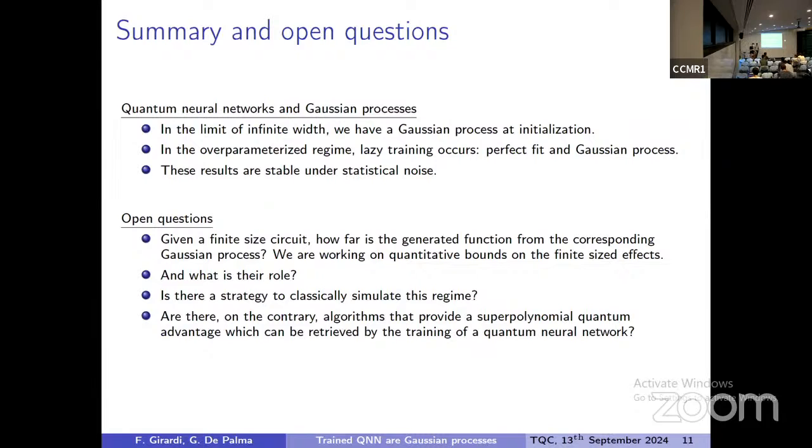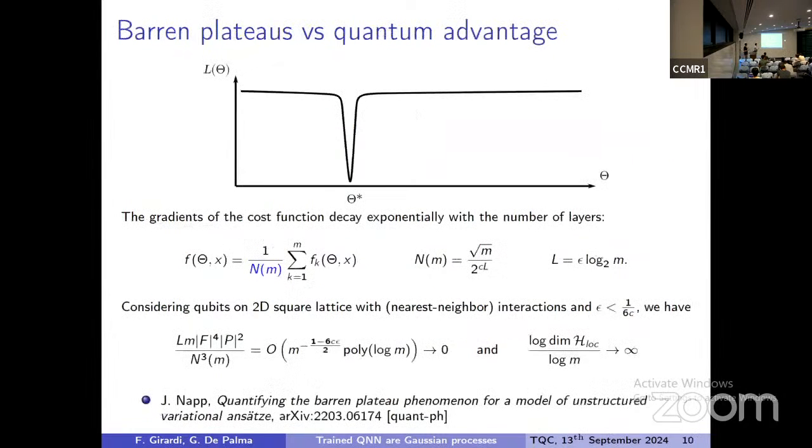That was a great talk, so thank you. I'm sorry if you said this, but I didn't quite catch it. Did you say that the regime where barren plateaus occur is outside of the scope of your assumptions? So I was a bit confused how barren plateaus interact with the Gaussian process.